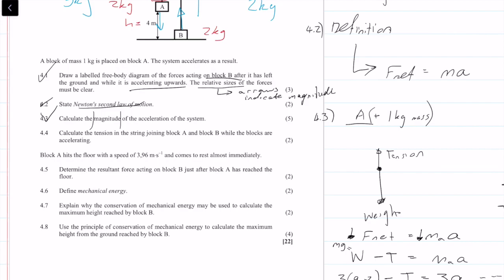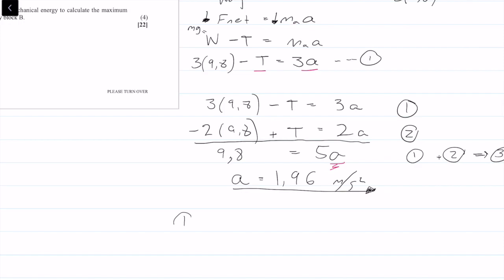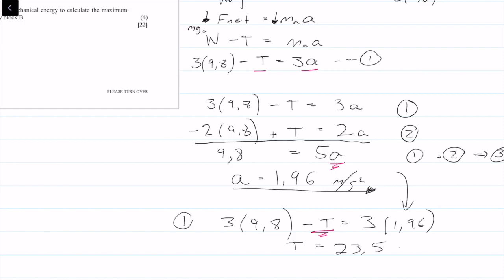Then question 4.4 says calculate the tension in the string joining block A and B while they're accelerating. So I'm looking for the tension. I'm going to take equation 1, and so that's 3 times 9,8 minus T is equal to 3 times the acceleration, which I just calculated. So the acceleration is 1,96. Okay, the only unknown now is T, so I can solve for T, which is going to be 23,56 newtons, and that's the answer.